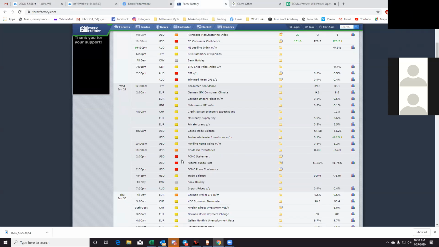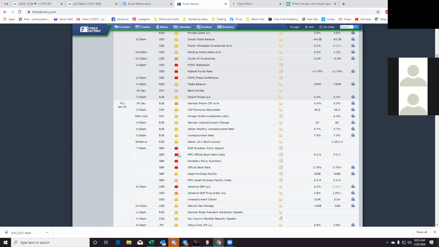Tomorrow is GBP news at 7 a.m. Look at all these red folders. Be careful with GBP tomorrow. We have to look out for these 4 red folders: the monetary policy report, the official bank rate votes, the monetary policy summary, and the official bank rate. So it's going to be volatile.